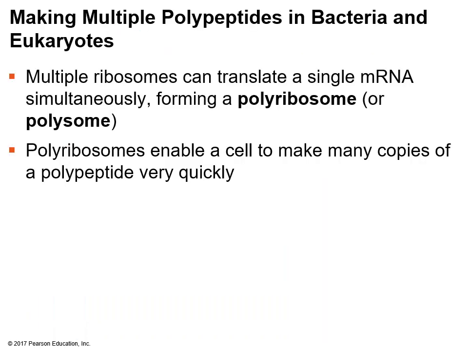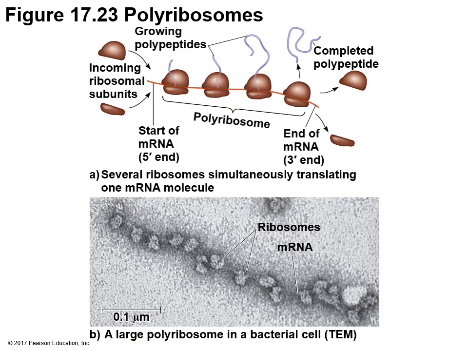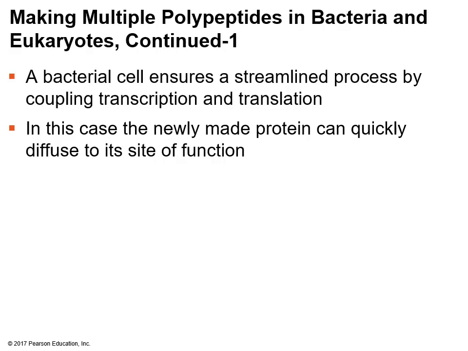Multiple ribosomes can translate a single mRNA simultaneously, forming a polyribosome or polysome. This allows for quicker translation. So polyribosomes enable a cell to make many copies of a polypeptide very quickly. So here we see a polyribosome made up of a line or assembly of ribosomes, making the polypeptide much faster.